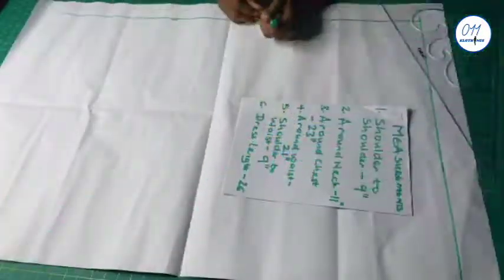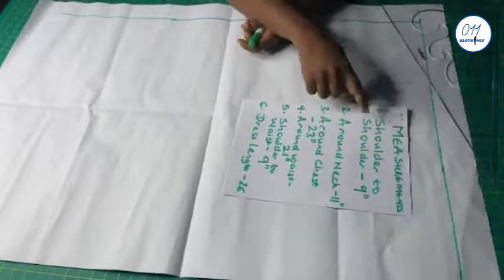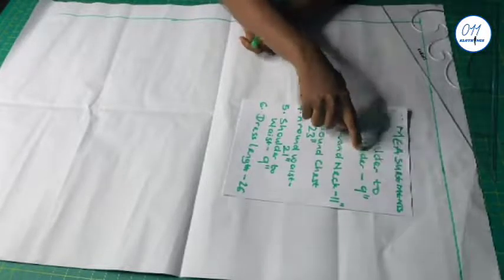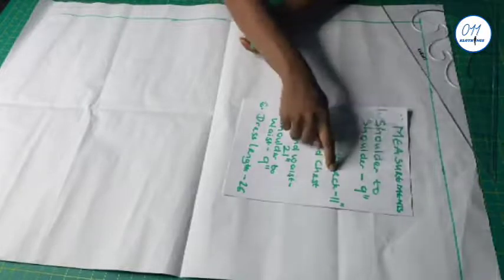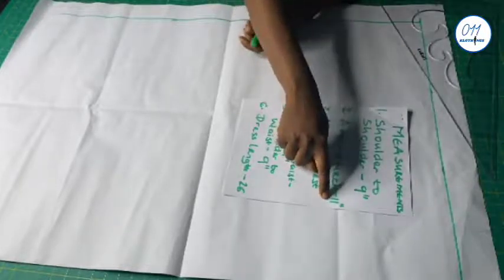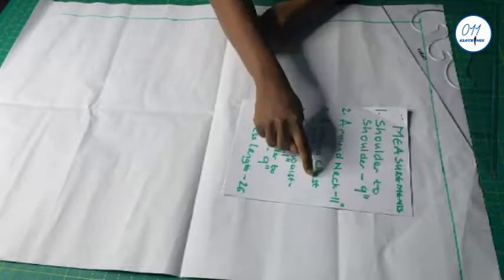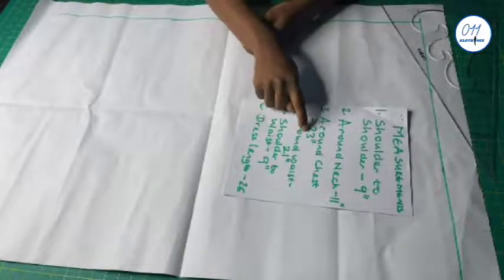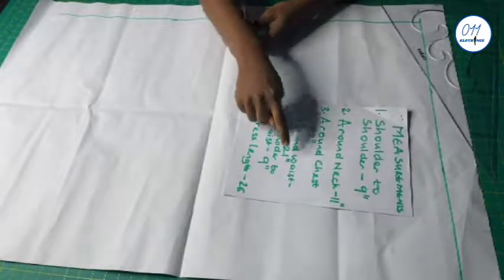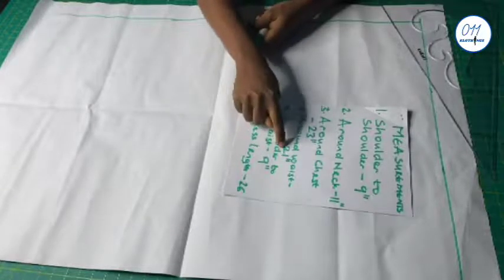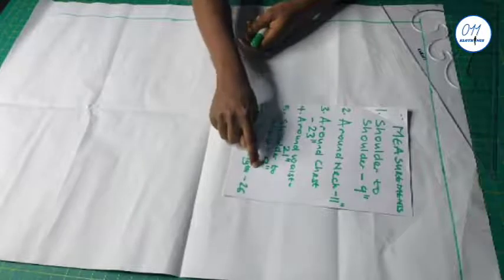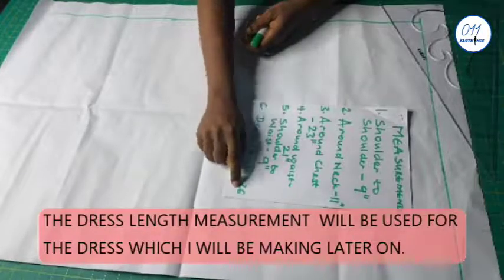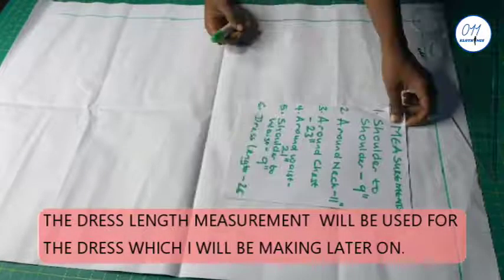I'll be working with the following measurements: shoulder to shoulder 9 inches, around neck 11 inches, around chest 23 inches, around waist 21 inches, shoulder to waist or belly button 9 inches, dress length 26 inches.